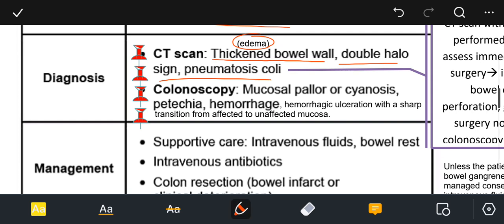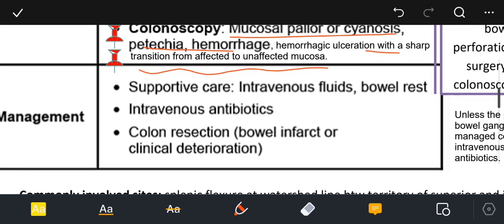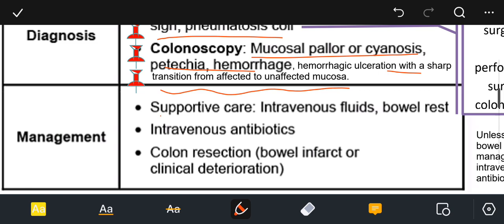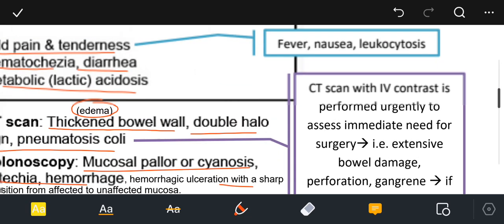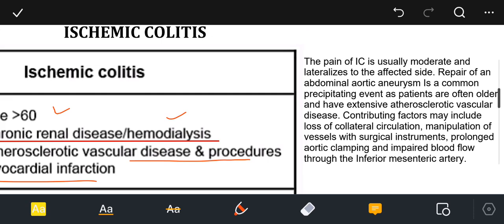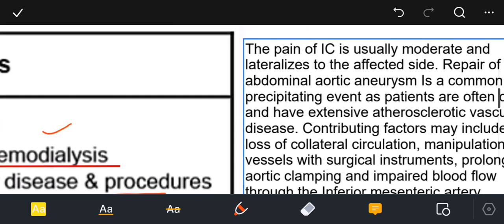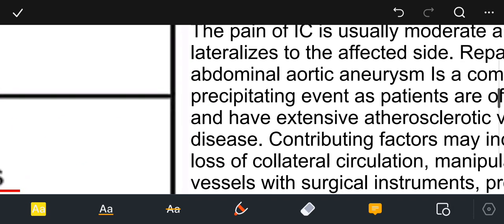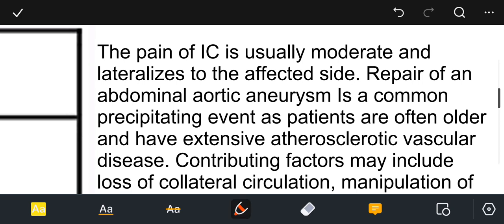The next thing is colonoscopy: mucosal pallor or cyanosis, petechial hemorrhage, hemorrhagic ulceration with a sharp transition from affected to unaffected mucosa. Management of ischemic colitis can be done with supportive care, IV fluids and bowel rest, and IV antibiotics. Surgery is needed for colon dissection, bowel infarction, or clinical deterioration. So here you can see that the pain of ischemic colitis is usually moderate and lateralizes to the affected site.